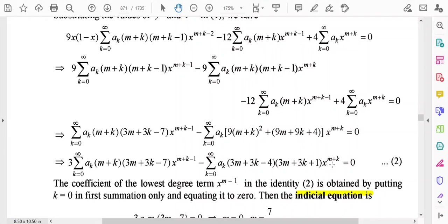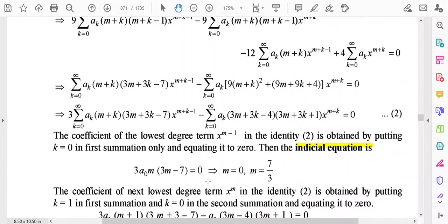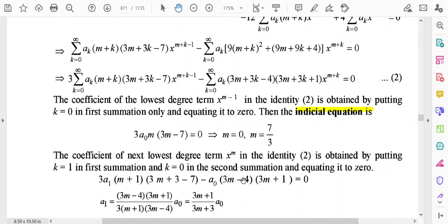So again, just like the previous example, at first we have to calculate the coefficient of the lowest degree term, x to the power m minus 1. So you have to put k is equal to 0 here. Then you have to make this coefficient equal to 0. If we make this coefficient equal to 0, then you will obtain the initial equation, and you will check that from this initial equation the values of m are 0 and 7 by 3. So this is matching the criteria of the case that we are going to discuss in this lecture. So m is equal to 0 and m is equal to 7 by 3.